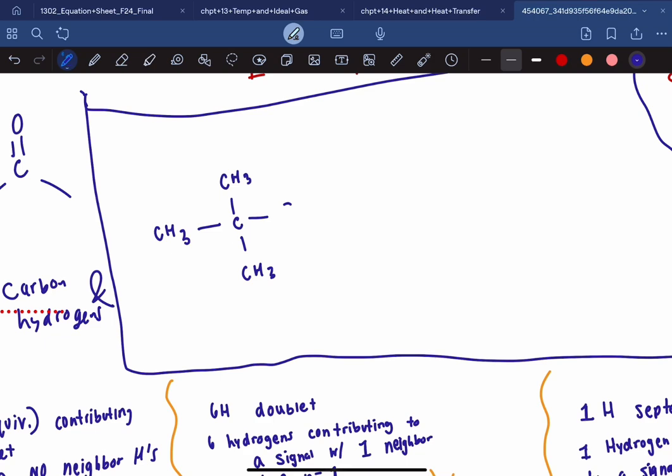And then this is bonded to something. And then we know we have a CH3 with an H on it. And this is bonded to something, right? Because we need to fulfill the octet rule.